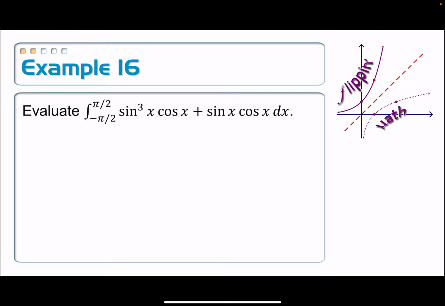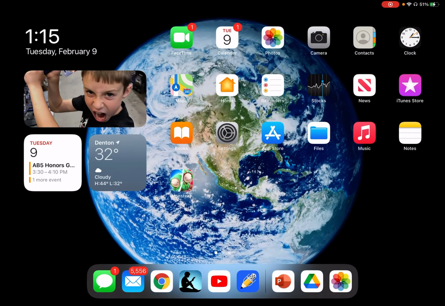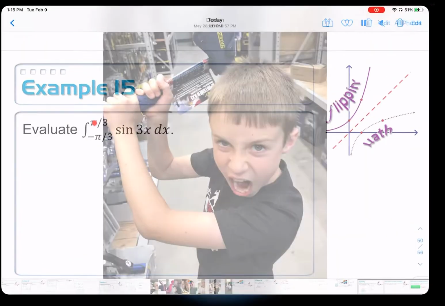So we have: evaluate the definite integral from negative pi over 2 to pi over 2 of this thing, whatever. Okay, so let's go ahead and take the integral. Now, I do notice that my limits of integration are at least symmetric to the y-axis right there.